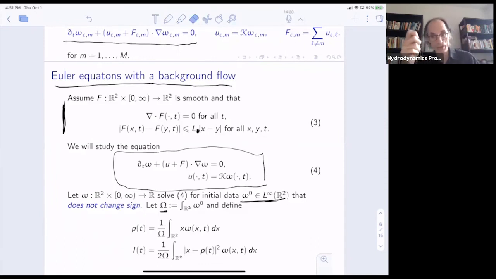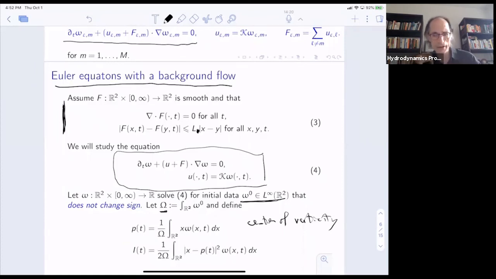And so if little omega over capital omega were a delta function, this would give you exactly the position where it's located. If it's concentrated, it will tell you where it's concentrated. And so we want to think of this as being the approximate center of vorticity. And then this I of t is a crucial quantity.